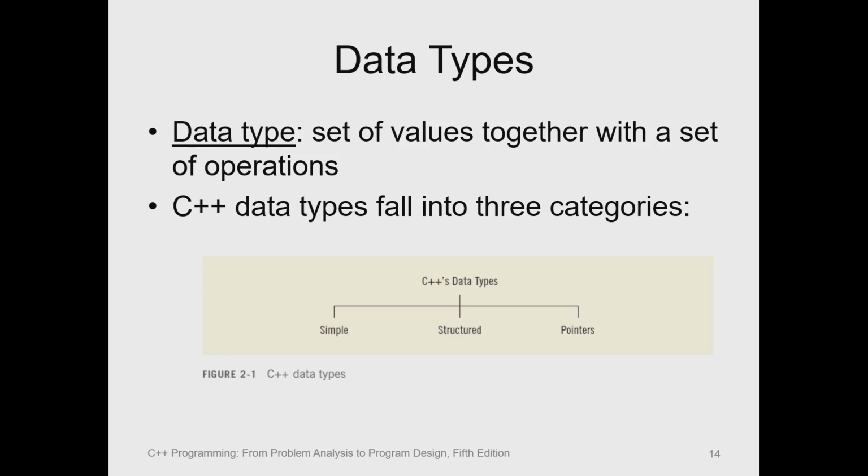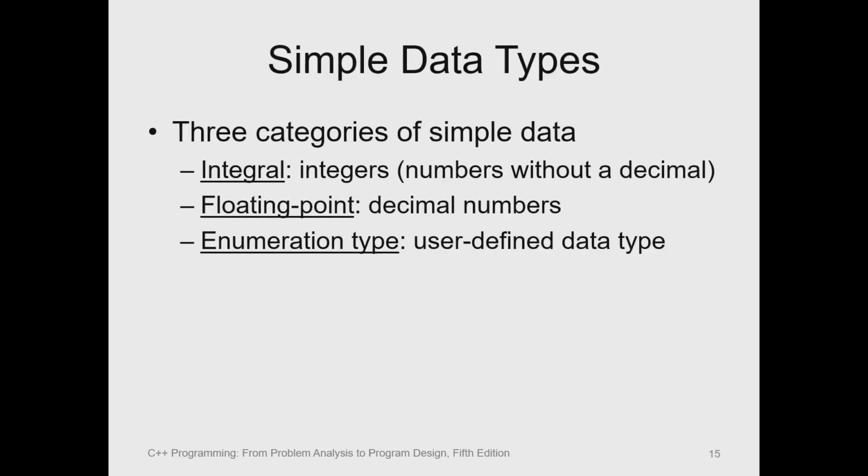For simple data types, there are three categories: integral, floating point, and enumeration type. Integral means numbers without a decimal. If you are going to declare a variable with a whole number, you may use integer or integral. Floating point is for decimal numbers or numbers with fractional components, while enumeration type is a user-defined data type.